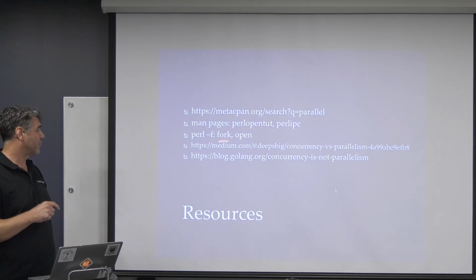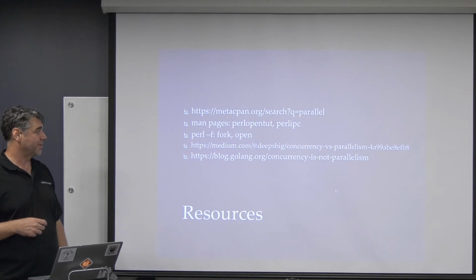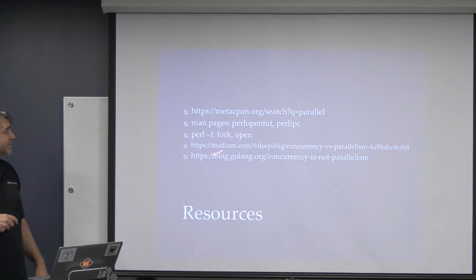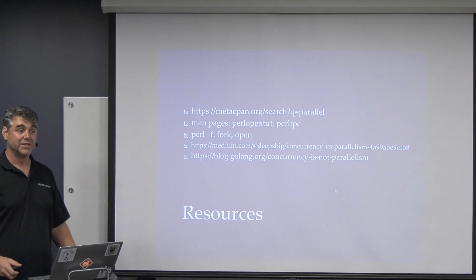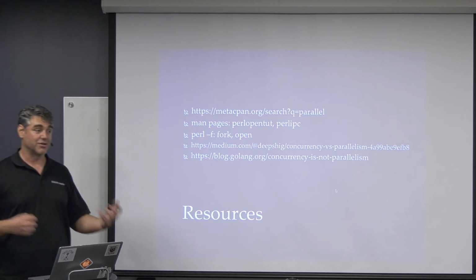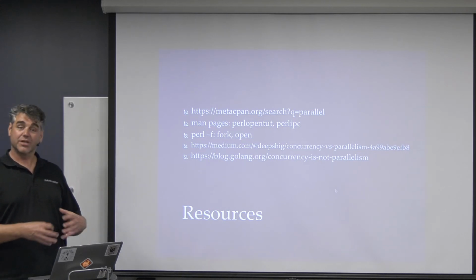Perl fork and open, of course. These are the two places where I kind of read up on parallelism versus concurrency. And this is a great talk by Rob Pike, who wrote Go. He talks about his feelings on concurrency versus parallelism using gophers. It's kind of fun.